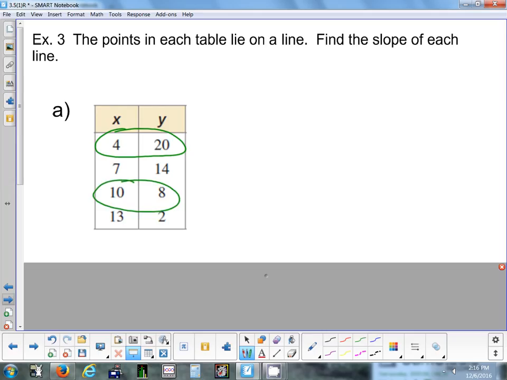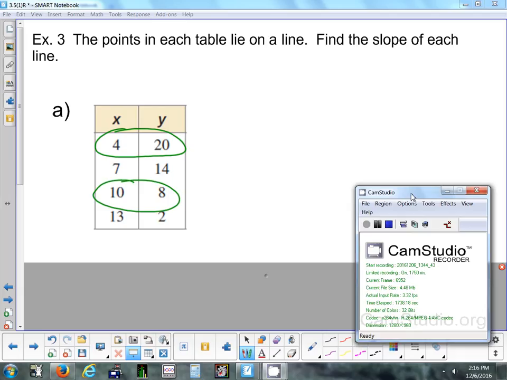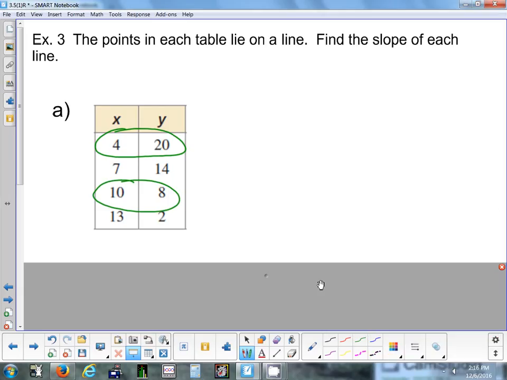Someone tell me, raise your hand, what's the formula we're going to use? Rise over run. Nope, not for this, that's where we have a picture. Emma, what were you going to say? y2 minus y1. Excellent. Over x2 minus x1. That's the formula we want to use.